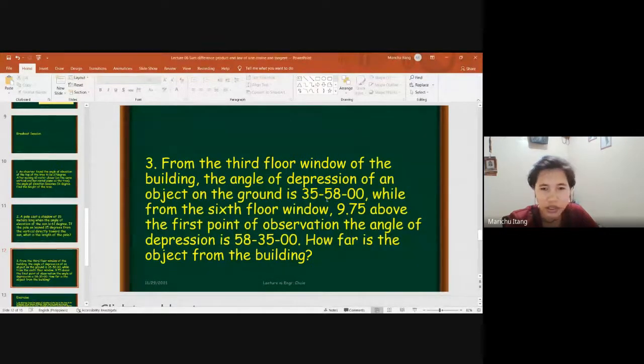So, I want you to draw an illustration of this problem and show your illustration. Group 1, since Group 2 are still answering their problem, just draw.